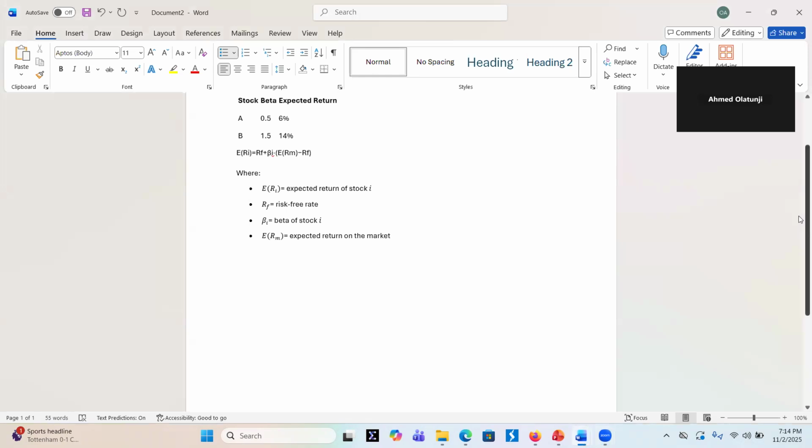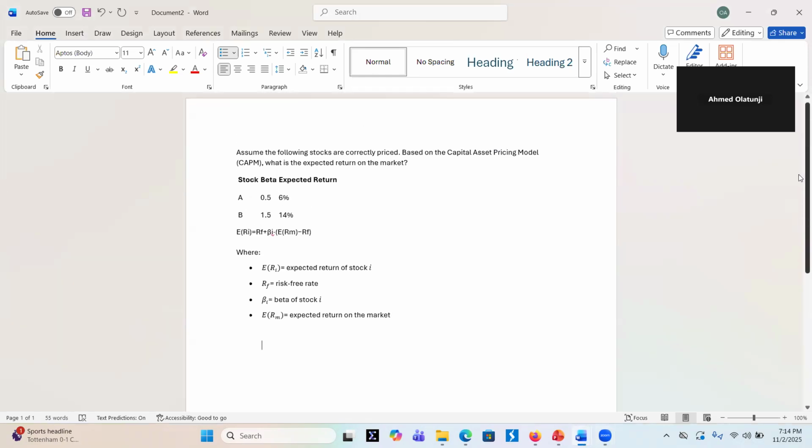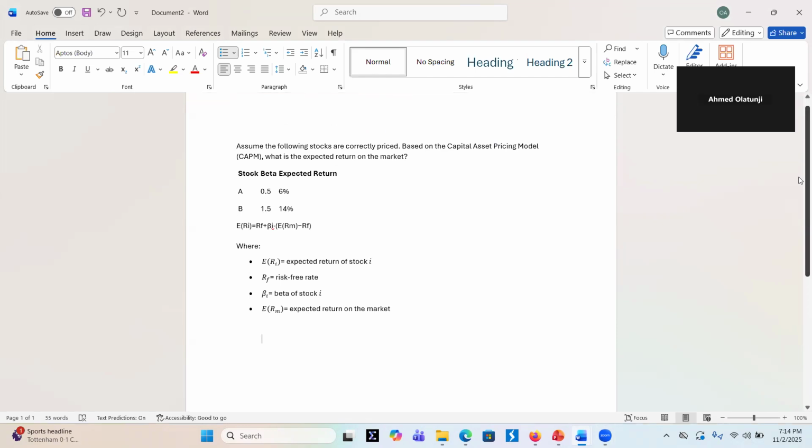Today we're going to be dealing with a very important topic in corporate finance, and it's the capital asset pricing model. And this is a question which we're going to be solving. So let's just dive into it.